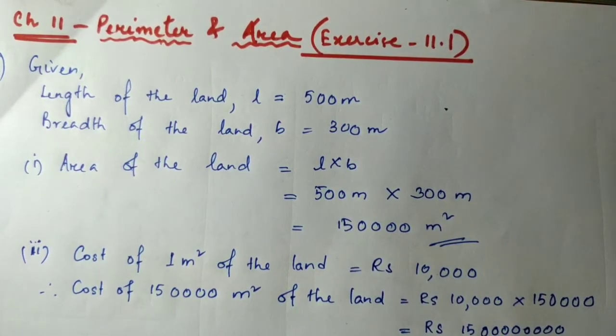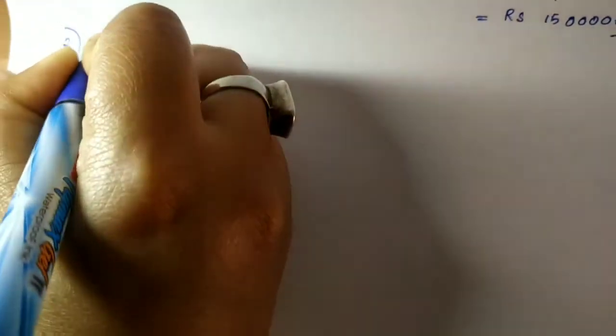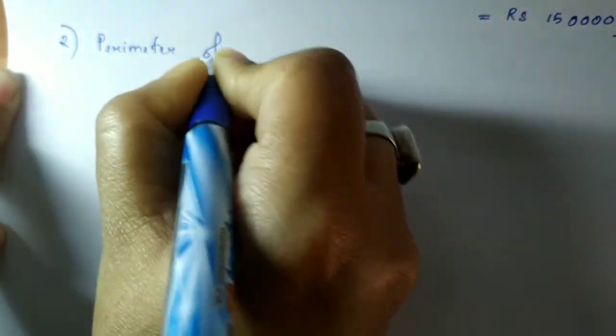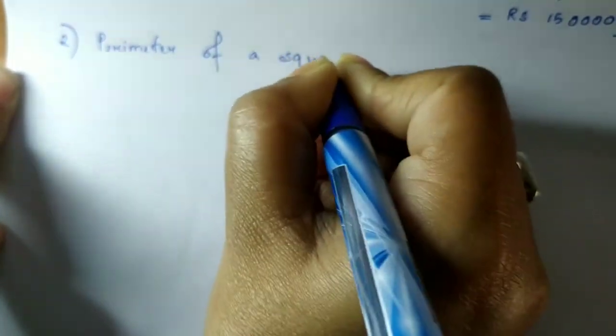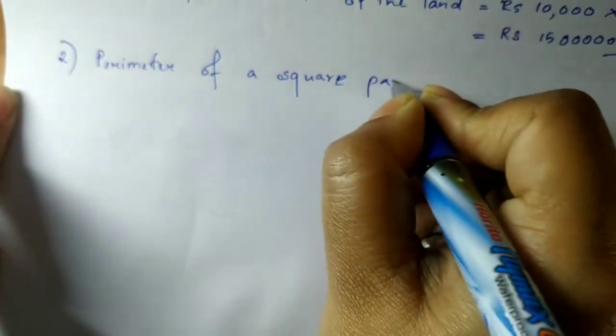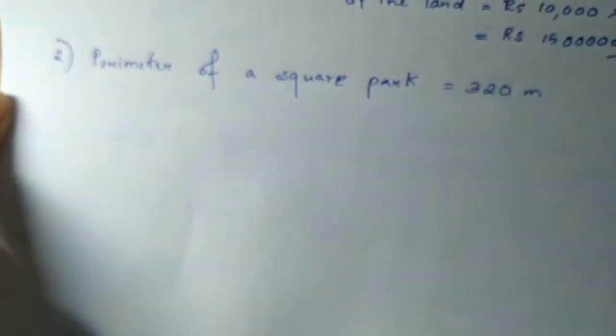Now let us move on to the next question, that is number 2. Let us read the question. It's given as, find the area of a square park whose perimeter is 320 meter. So the perimeter of a square park is given as 320 meter. I have to find the area of the square park.